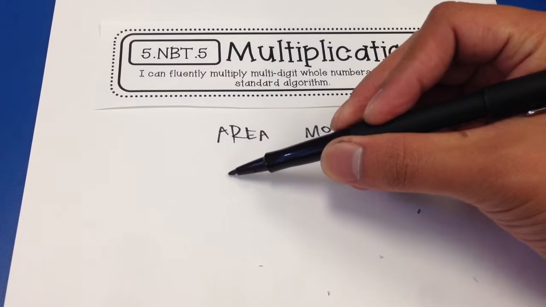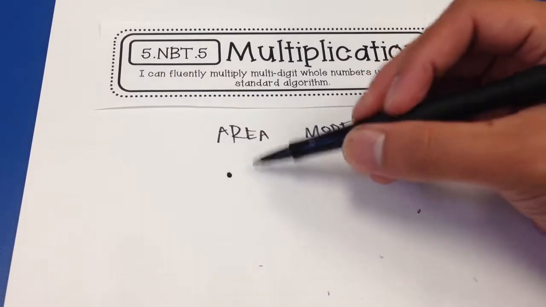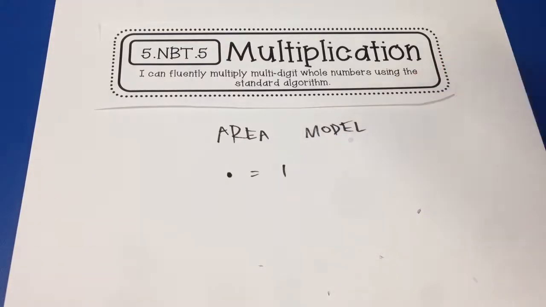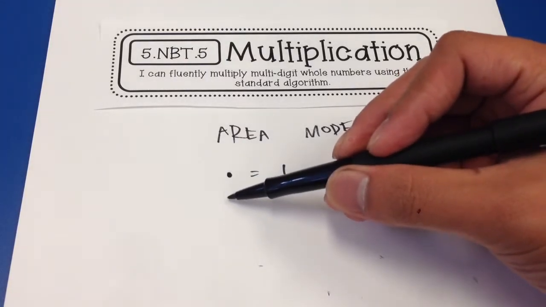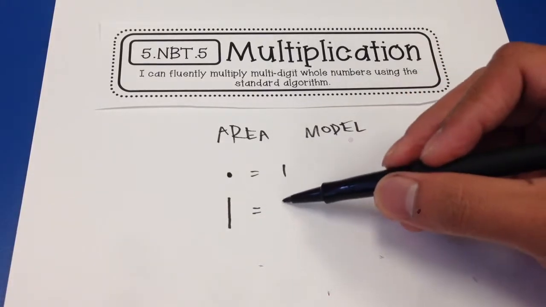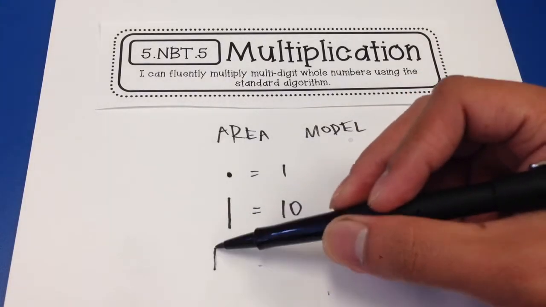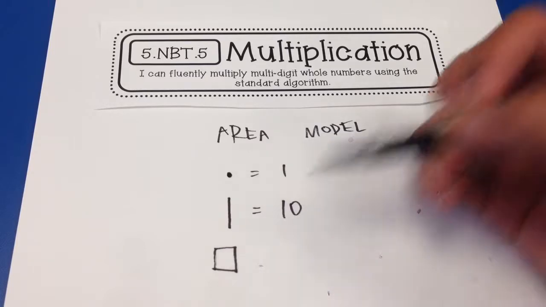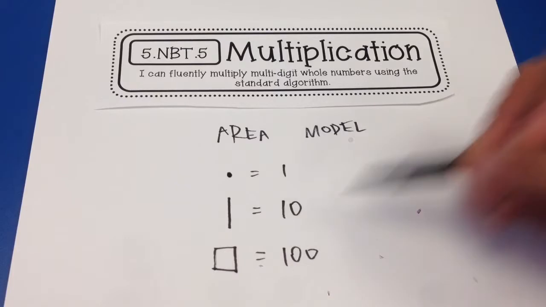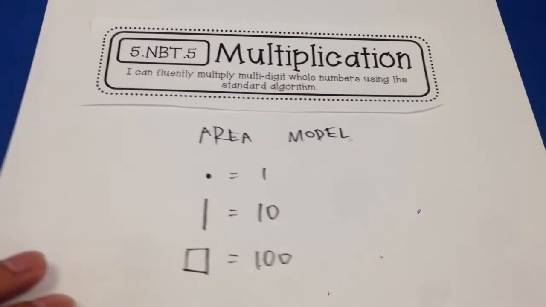One is I'm going to represent a single base 10 block with a dot, so that's going to equal 1. And then I'm going to use this line to represent a long base 10 block, which is equal to 10. And I'm going to use a square or a flat to represent 100. Okay, let's start with an example.